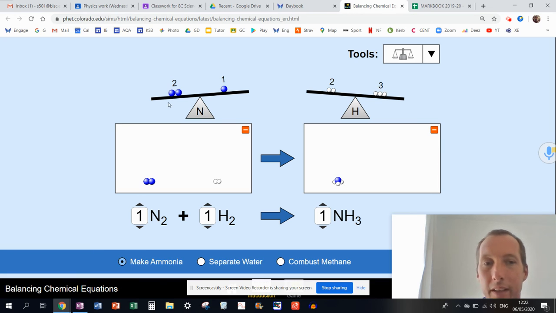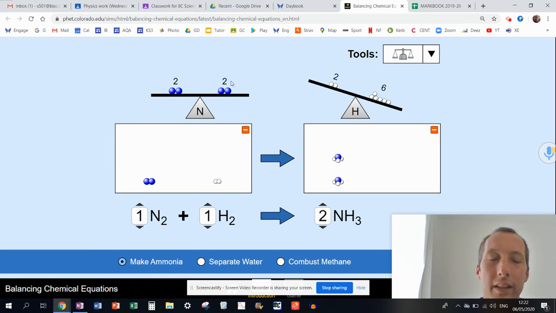And you can see why it doesn't, because the nitrogen before is greater than the nitrogen after, and the hydrogen before is less than the hydrogen after. So the scales need to be balanced. So I would think, well, I need to have more nitrogen after, because at the moment I've got 2 before and 1 after. So let's knock the after up.